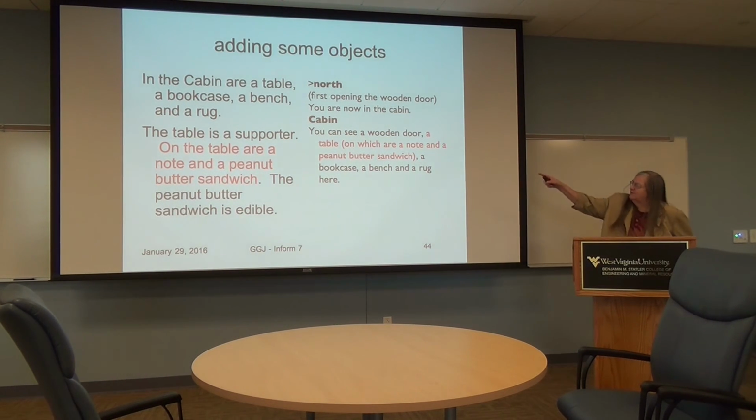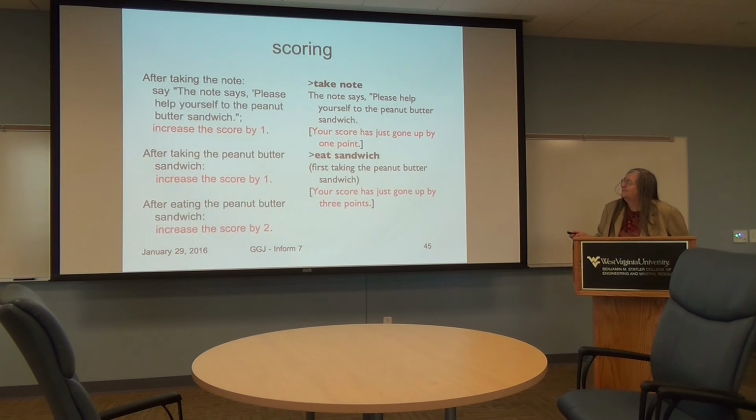You can see a wooden door, a table on which are a note and a peanut butter sandwich, a bookcase, a bench, and a rug. Take note. The note says, please help yourself to the peanut butter sandwich. So we're being quite ethical here. I said in the code that after taking the note, I say what the note says, and I increase the player's score by 1, and the player gets the message in red over here, your score has just gone up by 1 point.